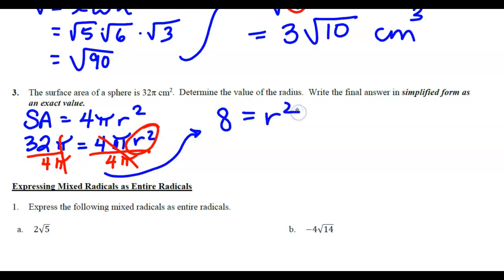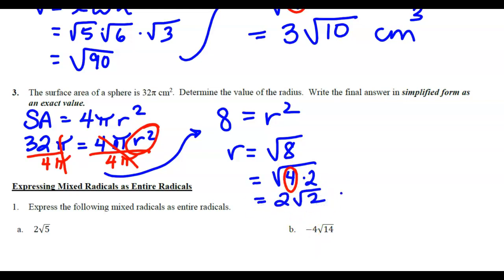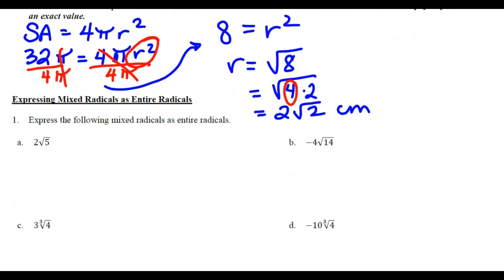So 8 equals r squared. So it's like the Pythagorean theorem one. We take the root of both sides, and the radius can't be negative, so it'll be root 8, which you can simplify. Root 8 is going to be a pretty common radical, so you'll probably end up memorizing that it simplifies to 2 root 2, because 8 is 4 times 2. That's a perfect square, so 2 root 2. And this would be centimeters. Okay. So those are a few application questions.